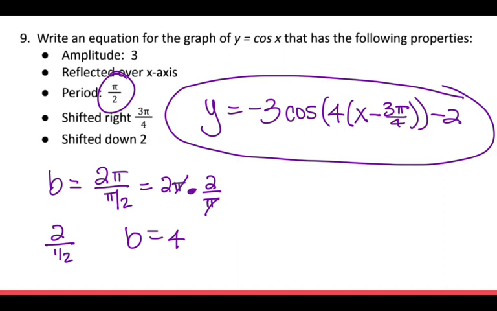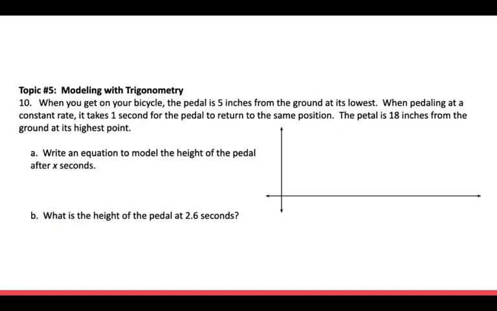All right, let's do some word problems. So number 10, you get on your bicycle. It's a beautiful day outside. You're riding your bike. The pedal is 5 inches from the ground at its lowest. When pedaling at a constant rate, it takes 1 second for the pedal to return to the same position. The pedal is 18 inches from the ground at its highest point.